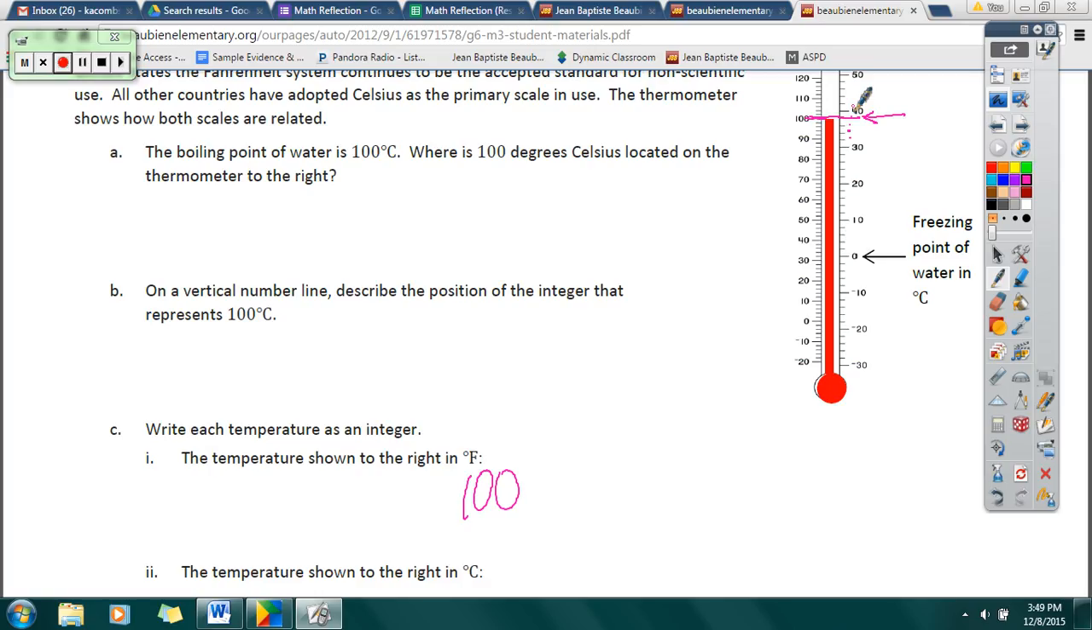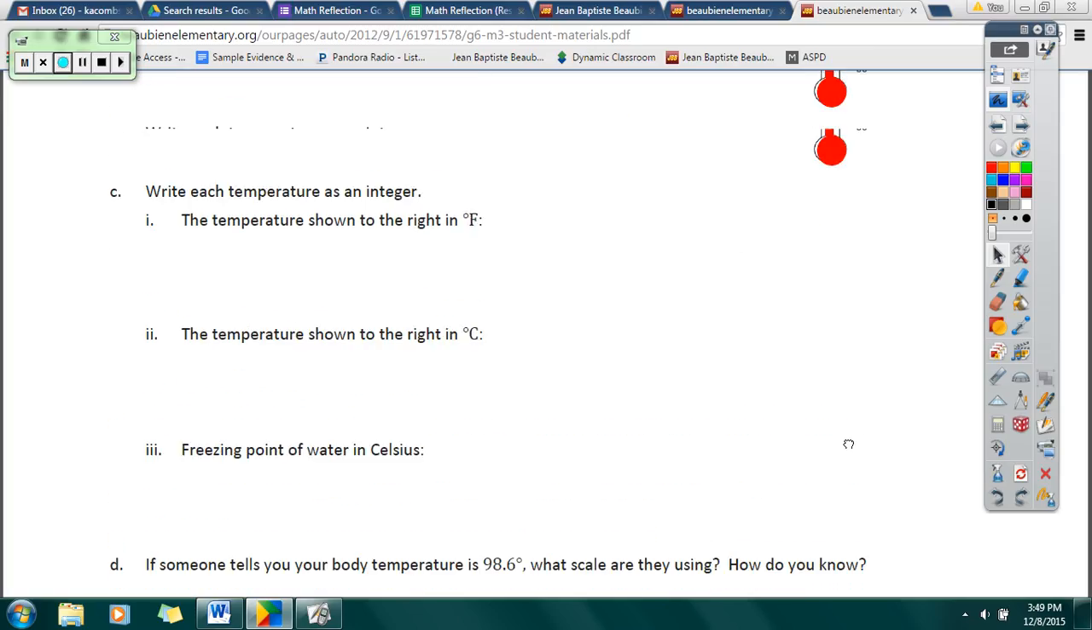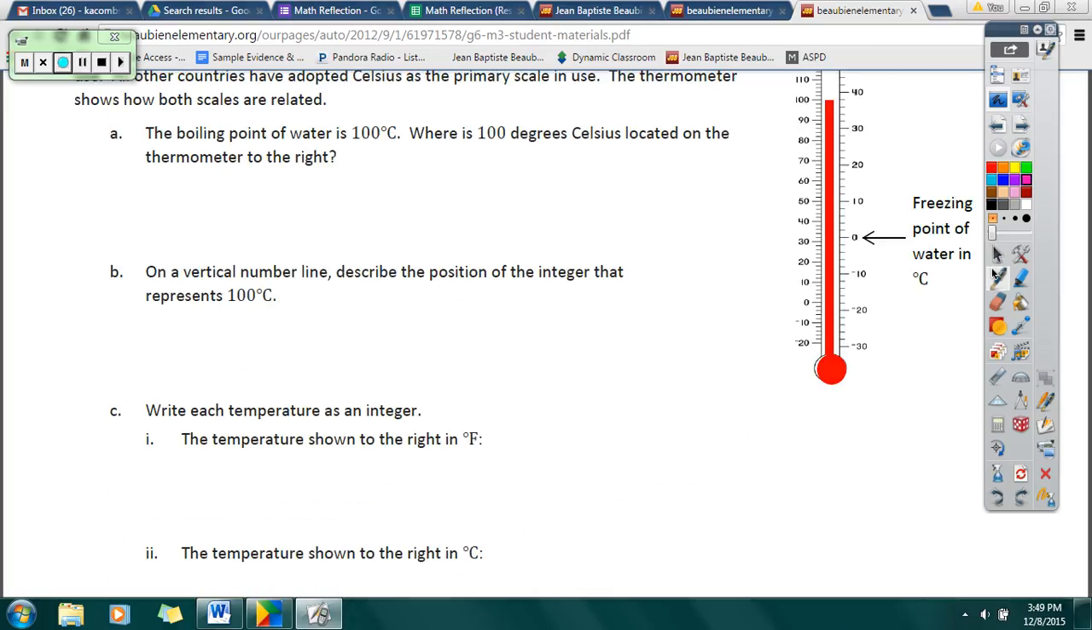So this means that our integer would be 38 degrees. Okay, 38. Freezing point of water. As you can see, they indicated this on the thermometer, but the freezing point of water is 0 degrees Celsius or 32 degrees Fahrenheit. That is very important to know because that is the lowest part. Celsius is pretty easy because it goes from 0 to 100, whereas Fahrenheit goes from 32 to 212. So those are very specific temperatures that you need to know.